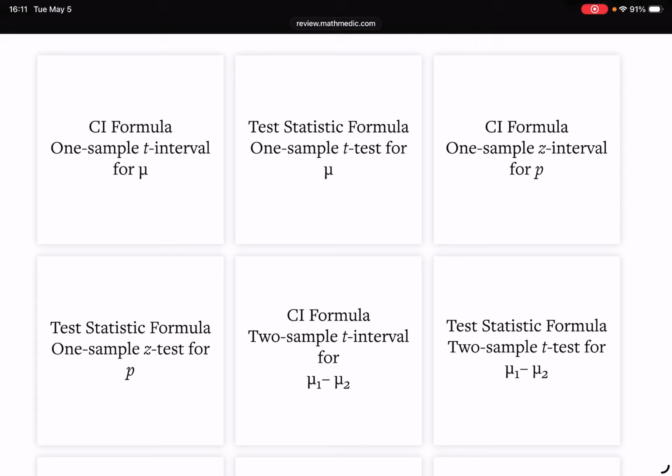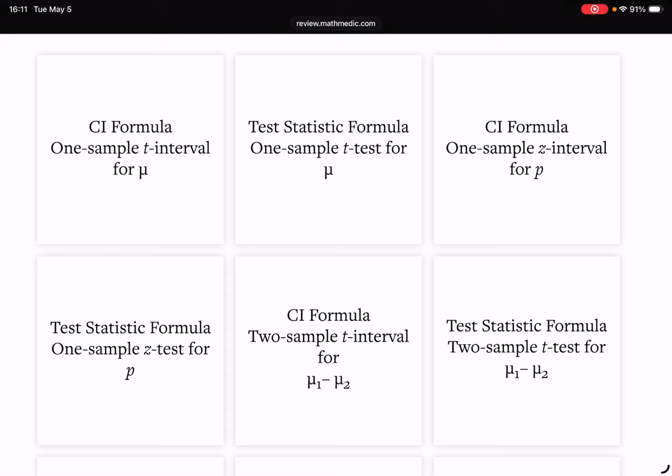Okay, the following flashcards are for inferences on the AP Statistics exam. In order to get a 5, you should be able to have all of these memorized and know how to solve them either by hand or using a calculator like Desmos.